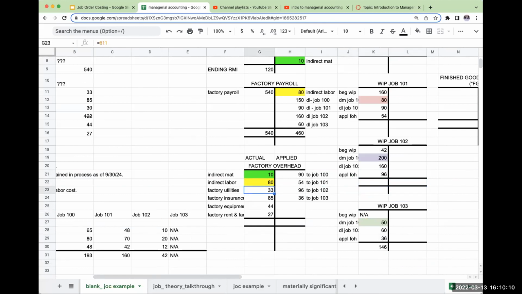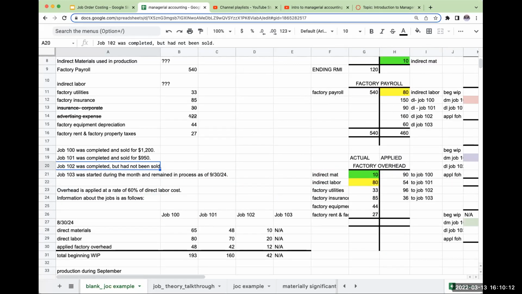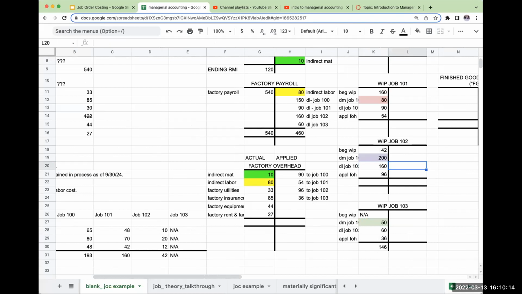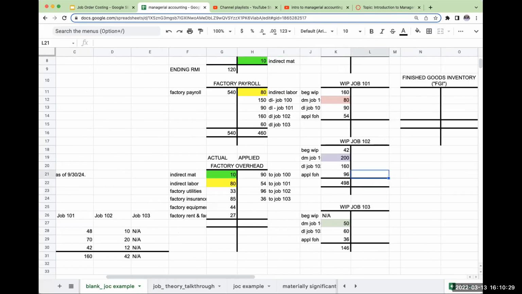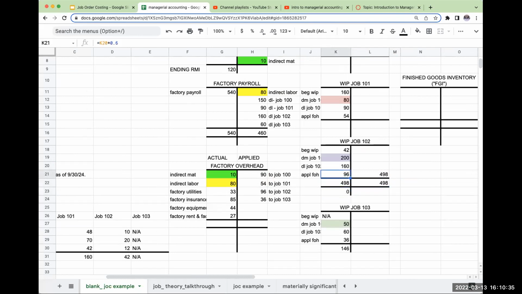Let's take a look at job 102. Job 102 is completed, but it had not been sold. If the job has been completed, I cannot leave it in WIP. I've got to get it out. So over here, I'm going to add up 42 plus 200 plus 160 plus 96. I'm going to get 498. So to move this out of here, I'm going to credit this for 498. This is going to go to 0.